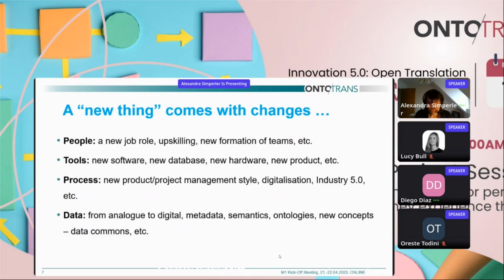Tools are, we have new software, new databases, new hardware, new products. We have to change the process, because if I was a product or project manager, I suddenly have to change my style a bit. Digitalization comes in. I want to catch up with Industry 5.0 and so on. And usually when we come with something new, data will change, and it does already. So we go from analog data to digital data. For OntoTrans, we need to look into metadata, semantics, ontologies, new concepts, data commons, for example, to share stuff and so forth. So a lot of change is going to come.